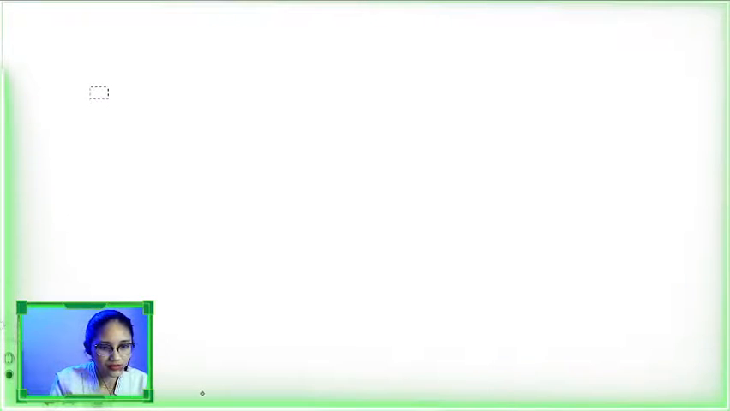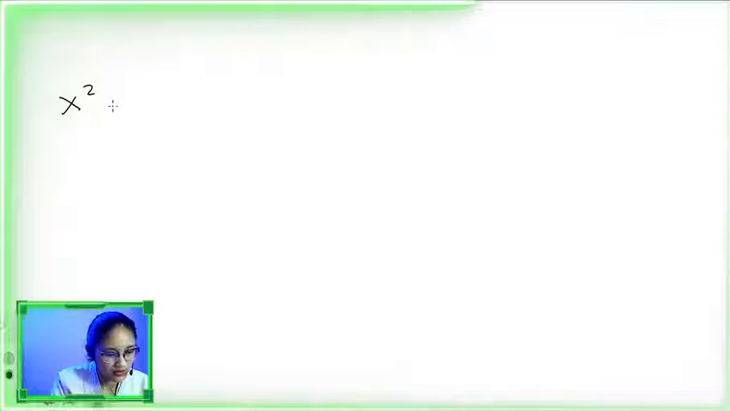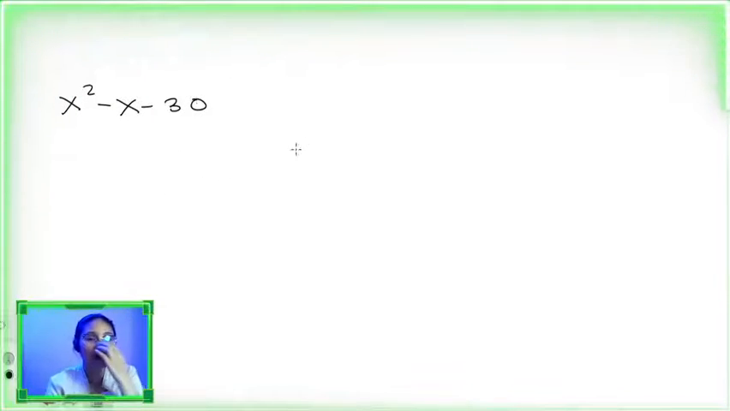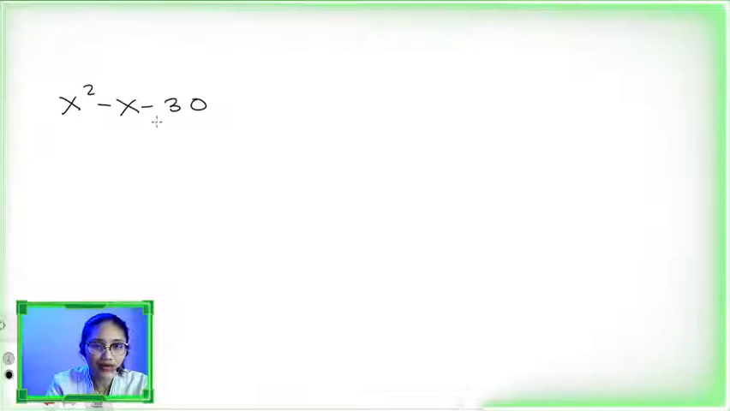Okay, let's have the first example. For the first given, we have x squared minus x minus 30. That's the expression. So, we're going to factor this trinomial. So, first, we have to get the product of a and c.